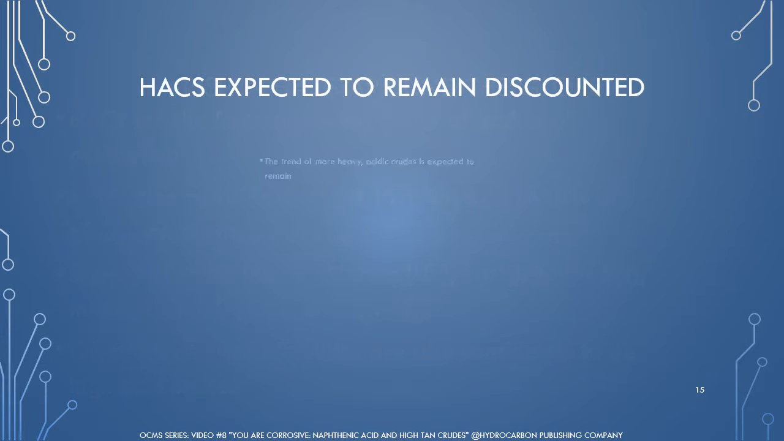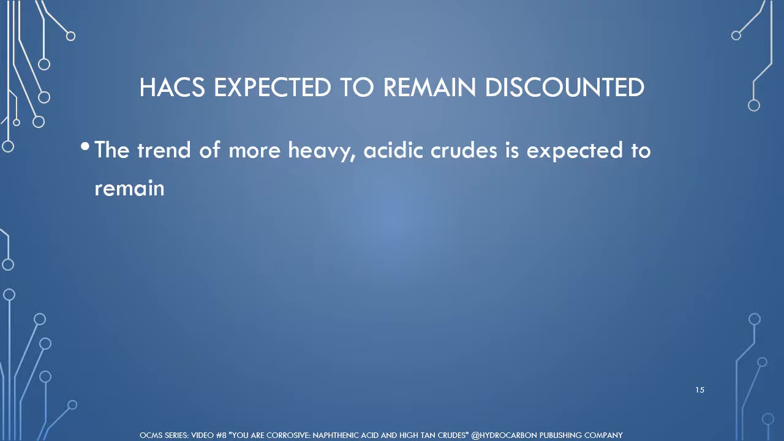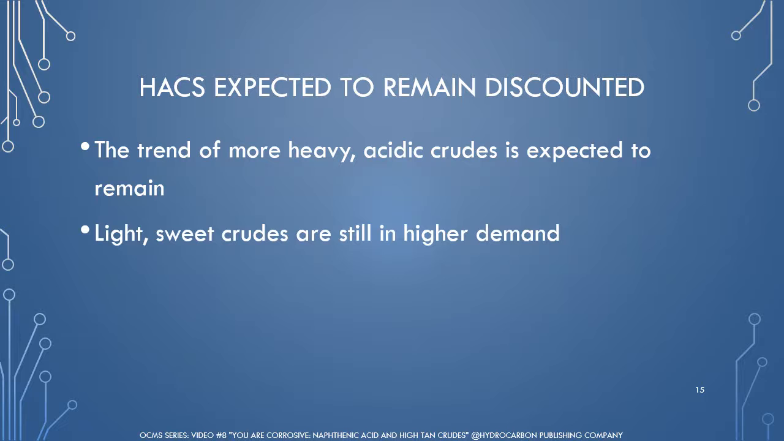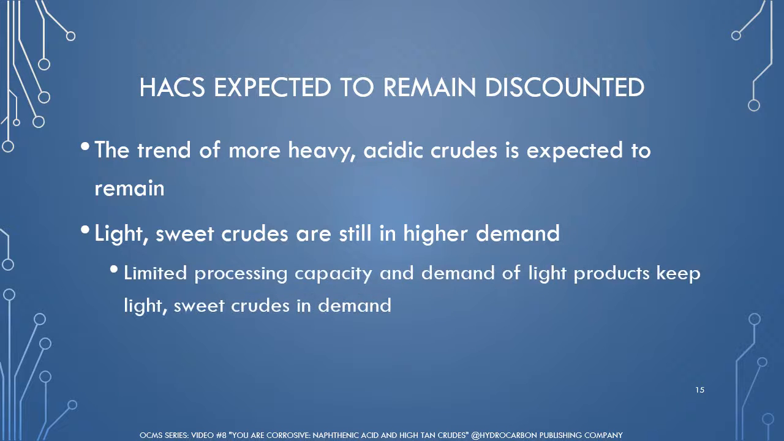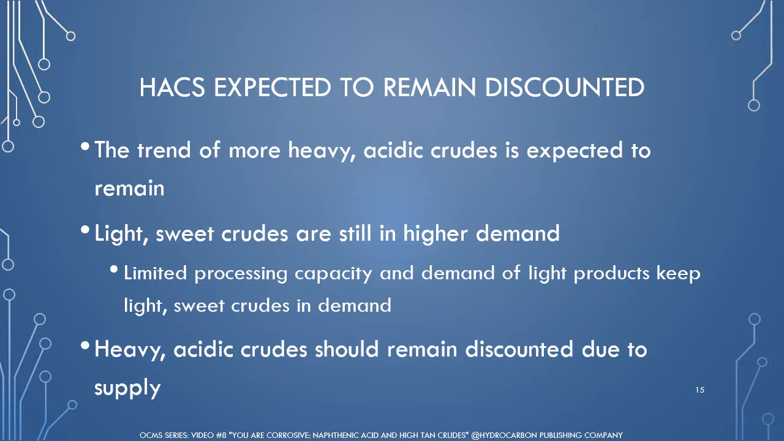The trend of crude being heavier and more acidic is expected to continue despite the discovery of new sources of light, sweet crudes. However, light, sweet crudes are expected to remain in high demand due to limited processing capacity and demand for light products. Therefore, heavy, acidic crudes are likely to still be discounted due to supply.